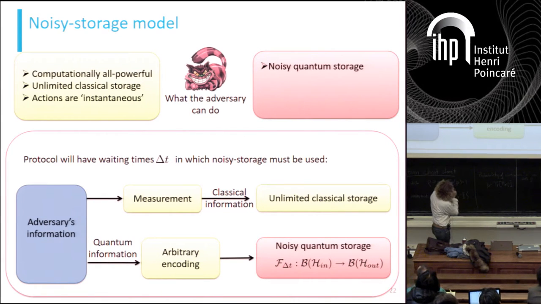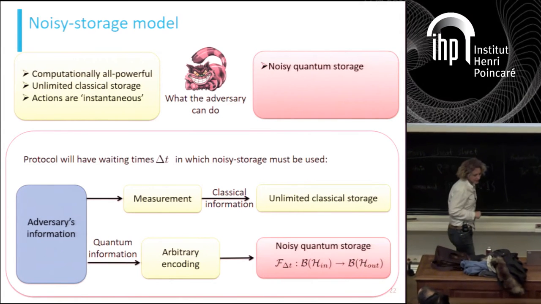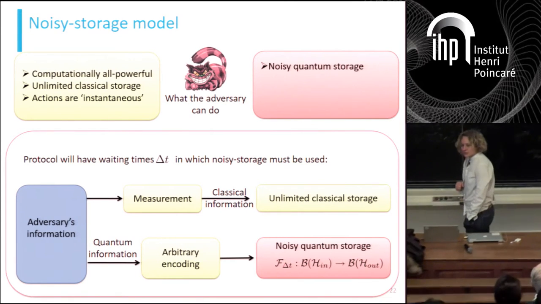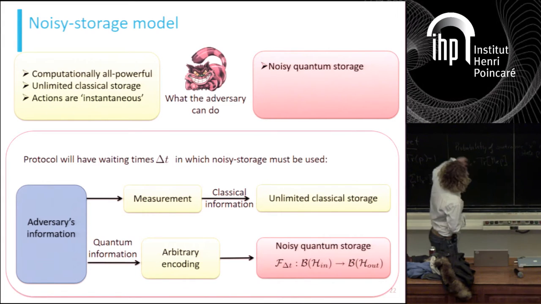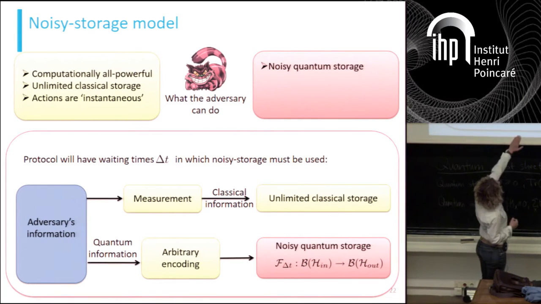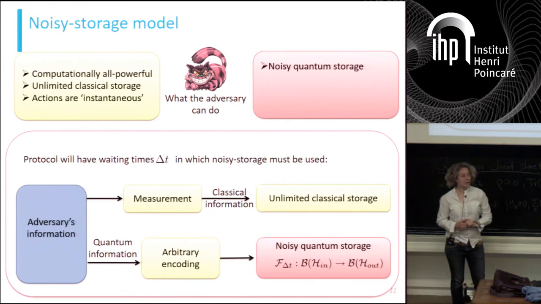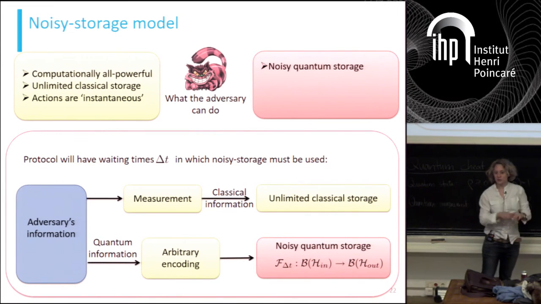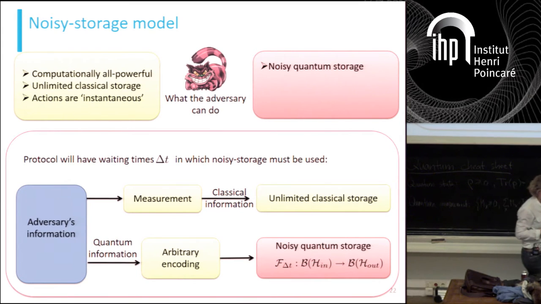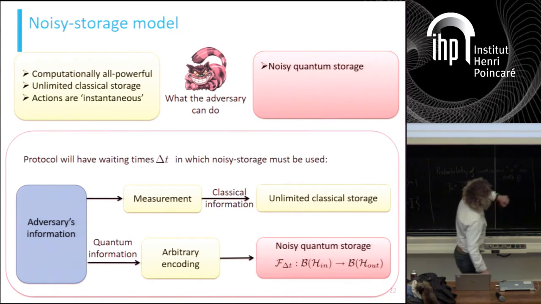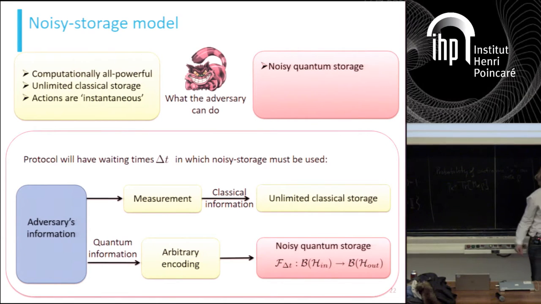We're going to assume that the adversary is computationally more powerful. He has an unlimited amount of classical storage. He actually has a quantum computer, and his actions are instantaneous. So the only thing we're going to assume is that during a certain waiting time in the protocol, his ability to store quantum information is limited. Before this waiting time starts, he can do an arbitrarily complicated measurement to obtain some classical information, and he might do an arbitrary encoding on all of the qubits at the same time. This would require, of course, a quantum computer, and generally would take some time, but he has all that time. And afterwards, he stores it, and I guess this is just a quantum information way of writing a storage channel from input to output.